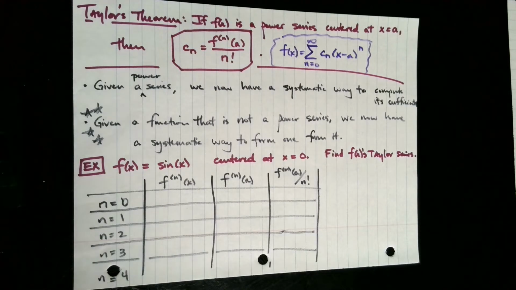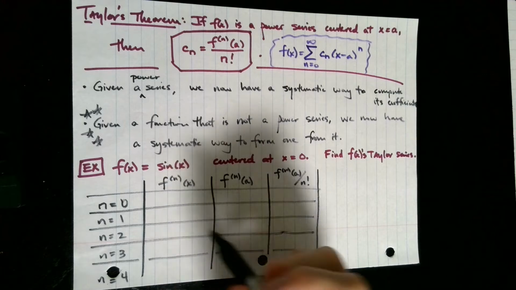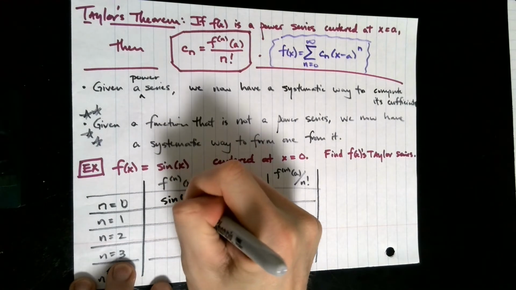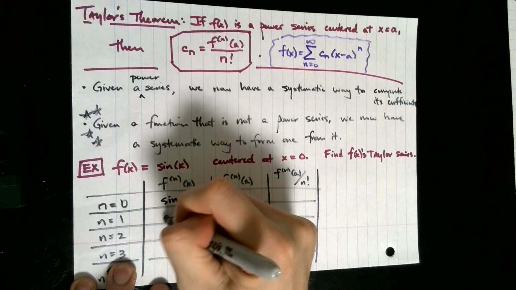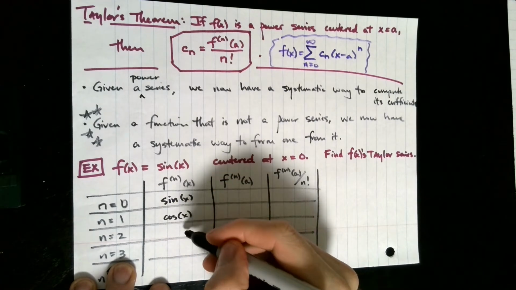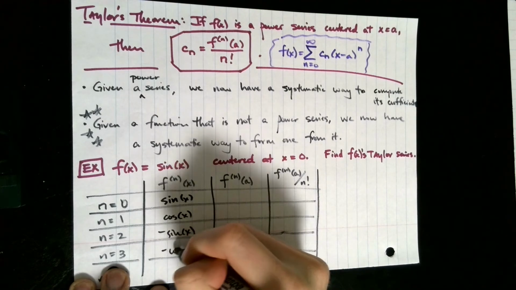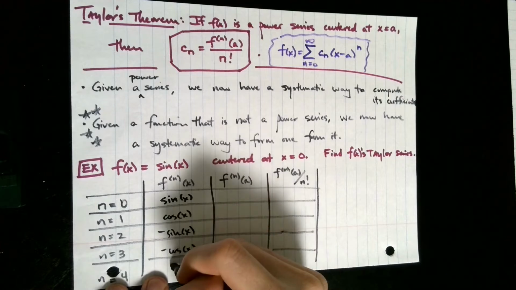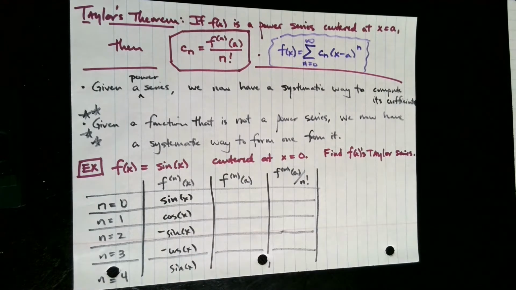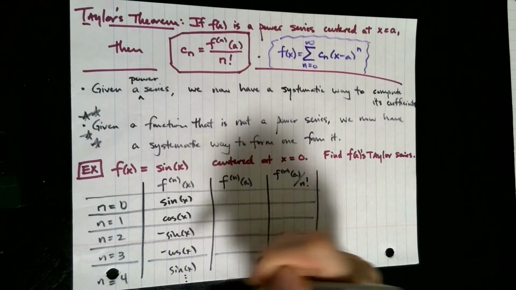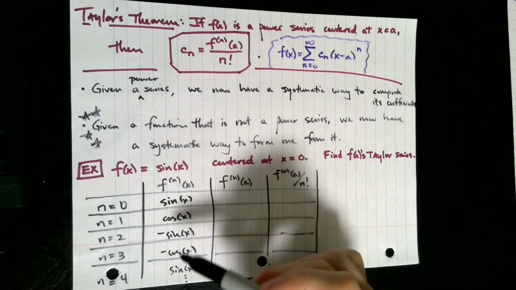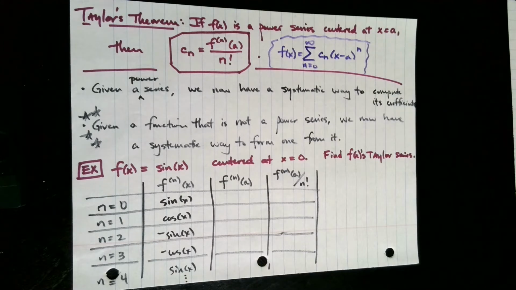So first, let's take derivatives. The 0th derivative is taking no derivatives. That's just sine x. The first derivative, cosine. Second derivative, derivative of cosine, minus sine. Third derivative, derivative of minus sine, minus cosine. Fourth derivative, derivative of minus cosine, sine again. In fact, if you notice here, there's a trend. This is essentially something that cycles back every 4 derivatives, from sine to cosine to minus sine to minus cosine, and back to sine again. We're going to exploit that as we come up with our Taylor series.